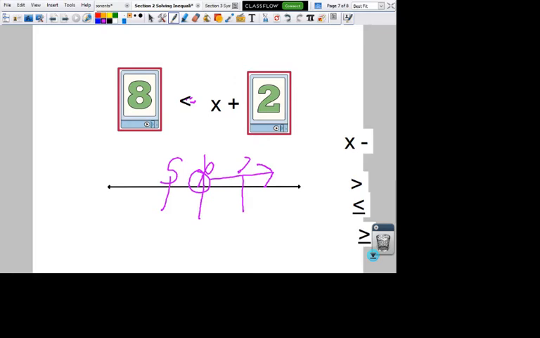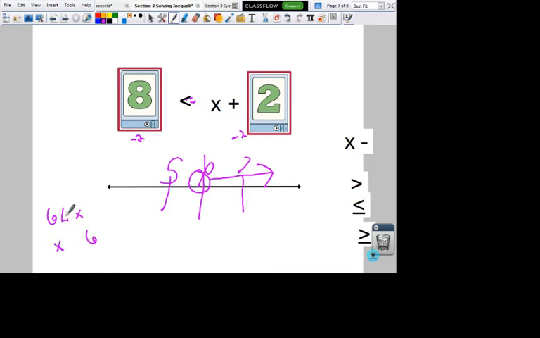Okay, so let's show you real quick. To solve for this one, I'm just gonna minus 2, right? Yeah, I agree. I'm gonna minus 2 on both sides. I get 6 is less than X. But is my X on the left side? Nope, so I gotta flip it around. I gotta put X and 6.